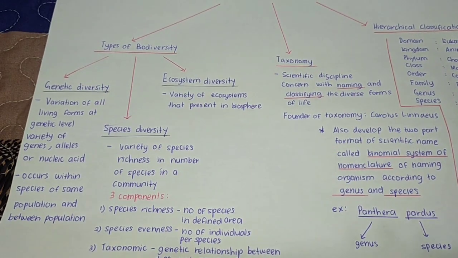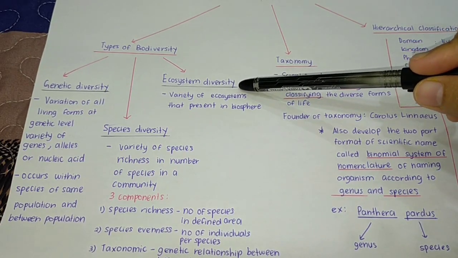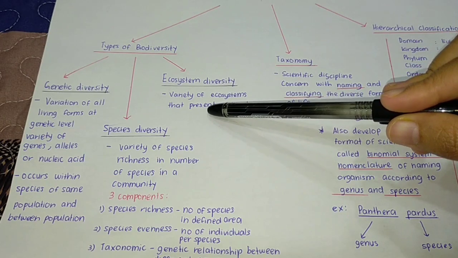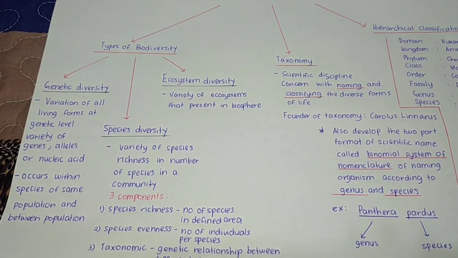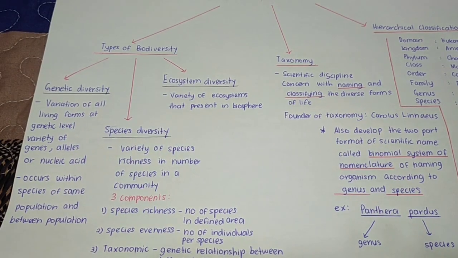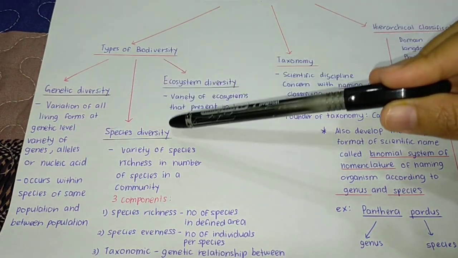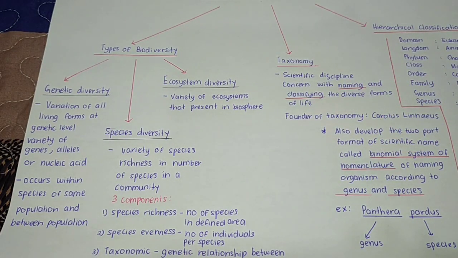Okay, and then another one for types of biodiversity, ecosystem diversity. So what is ecosystem diversity? It is a variety of ecosystems that are present in the biosphere. Okay, so remember the types of biodiversity, there are 3 types. The first one we call genetic diversity. Second, species diversity. Another one, ecosystem diversity.